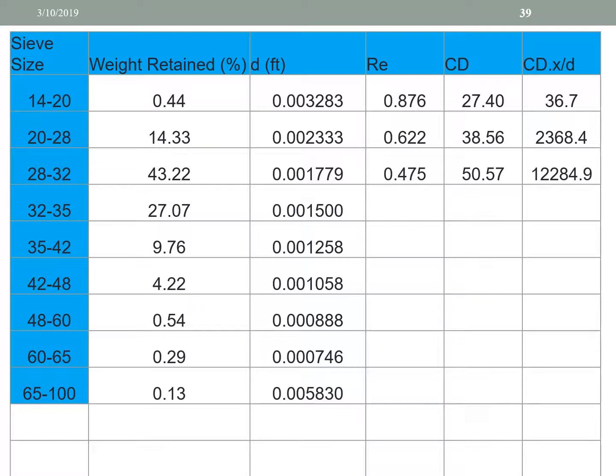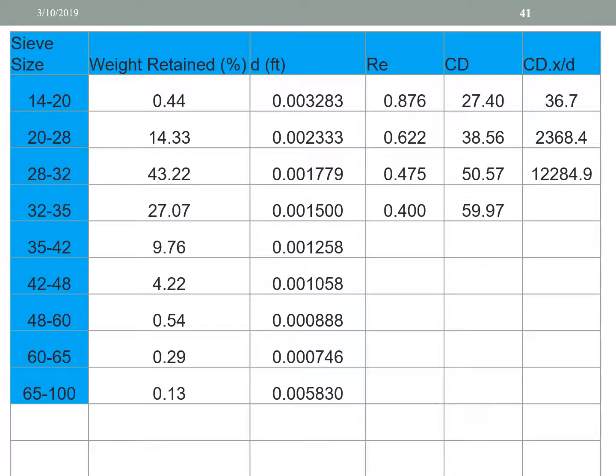For the next one, Reynolds number, again same formula, you just change your diameter to 0.001500 from the fourth row. So Reynolds number is 0.75 times the diameter given, times the velocity you calculated, over nu. So the number will be 0.4. Again, this number is less than 1. The formula for laminar flow is 24 over Reynolds number. 24 over 0.4 will be 59.97.